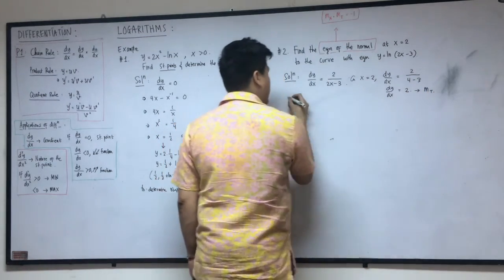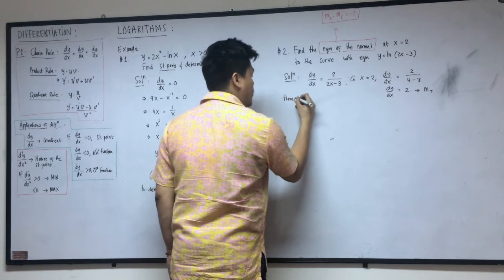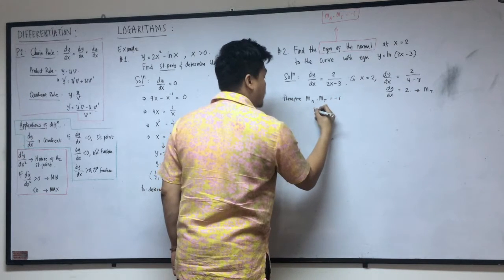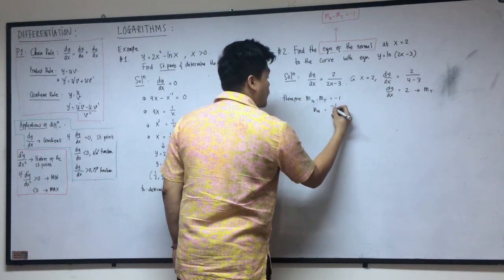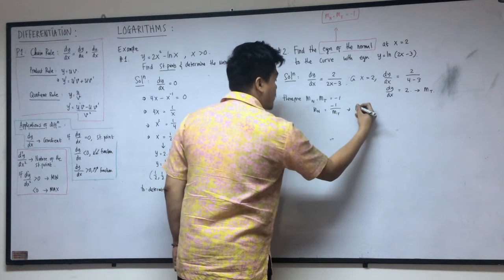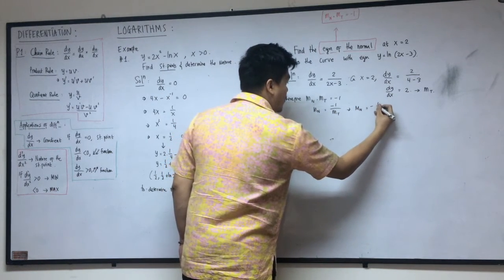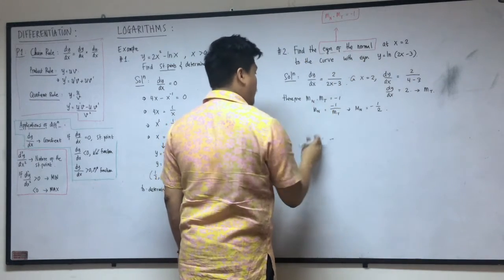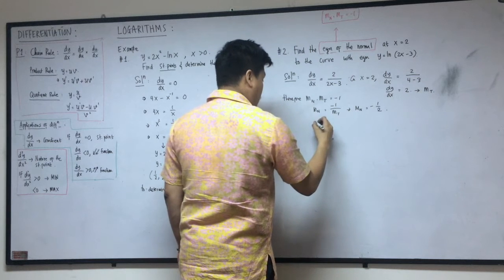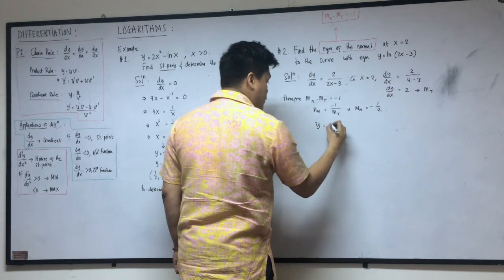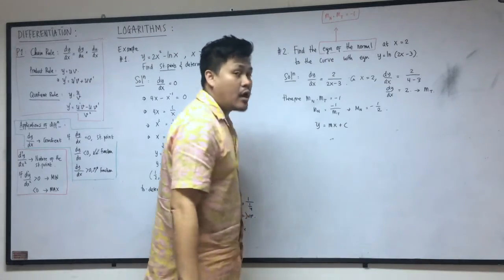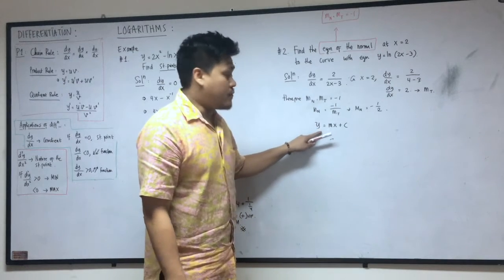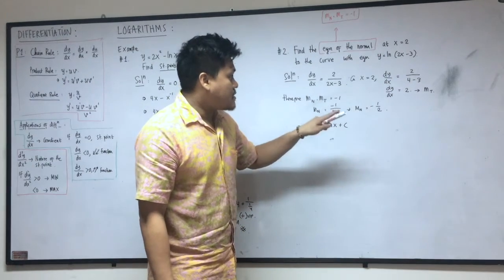So therefore, the gradient of your normal times the gradient of your tangent line equals minus 1. The gradient of your normal equals minus 1 over the gradient of your tangent. So the gradient of your normal has to equal negative 1 over 2. The equation of the normal at x equals 2 is going to be a straight line. So y equals mx plus c is the format of answer we're looking for. They didn't specify though, but we're just going to work from here.